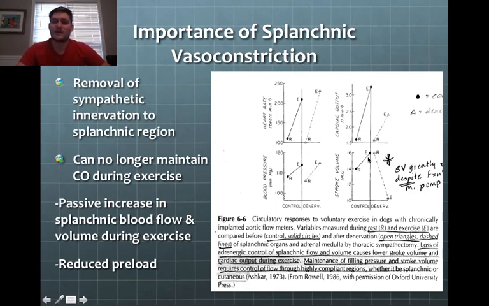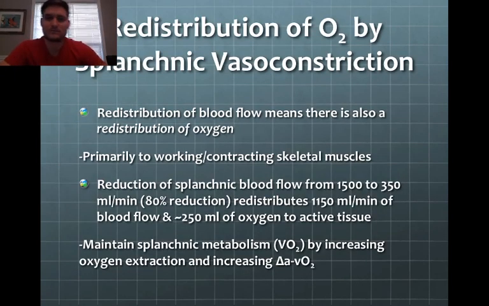But the main point here, again, is that reduction in preload. So without this innervation to the splanchnic circulation, you can't maintain cardiac output during exercise because the inability to vasoconstrict the splanchnic circulation is going to reduce your preload, reduce your cardiac output, and therefore it's going to impact your exercise performance. And so, along with the redistribution of blood flow means there's a redistribution of oxygen, primarily to the more metabolically active skeletal muscle.